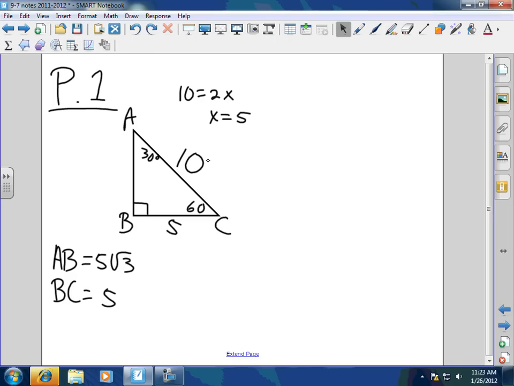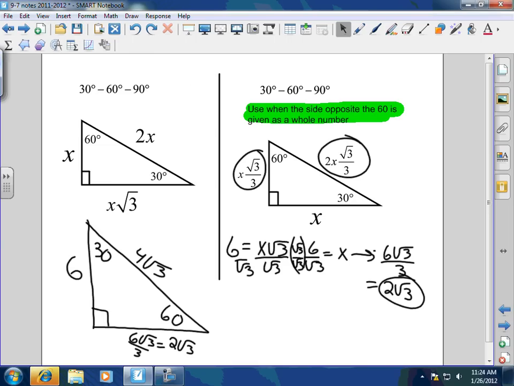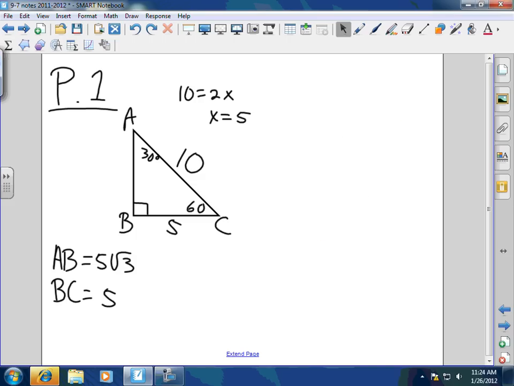What's up, my brother? You look confused, sir. Sorry? I thought it was x radical 3 over 3. That's okay. When the side opposite the 60 is a whole value, you use this trick because the side opposite the 60 involves a radical. What I gave you here was straight up the hypotenuse. And the formula for the hypotenuse of a 30, 60, 90 is 2 times the small side.